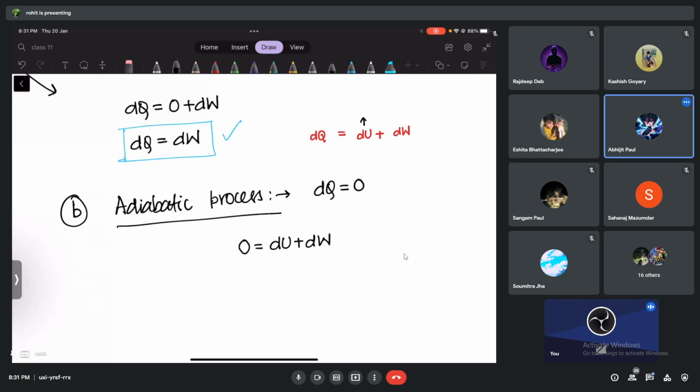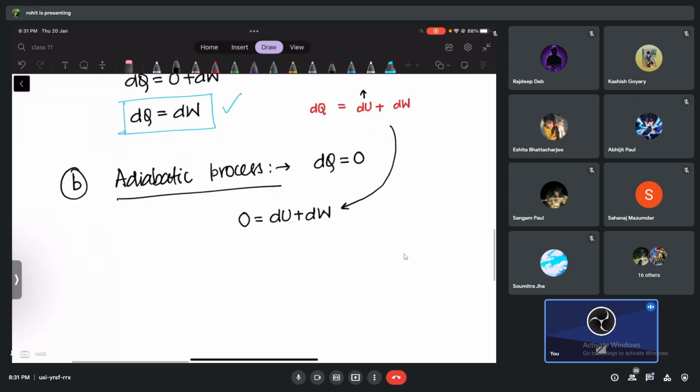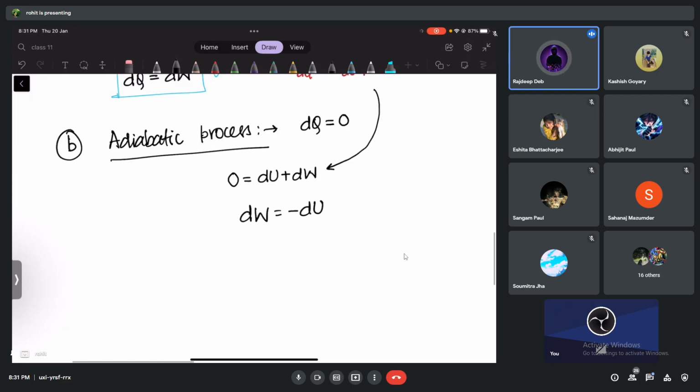Yes, sir. Okay, see, I'm just applying that, no? Now tell me what will happen from here. I can write like this: du will be equal to dw or minus dw. Minus dw. Let me just take the minus on the other side, no problem. See, dw is equal to minus du, right?